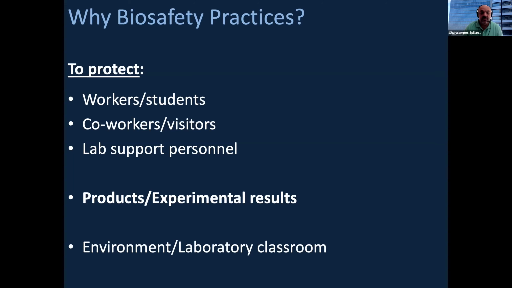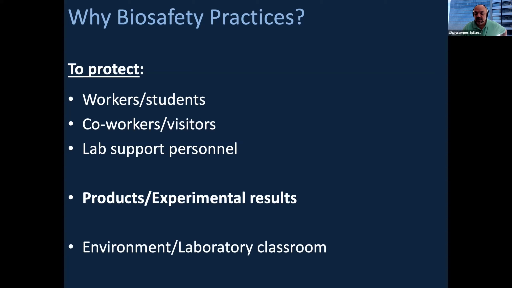We also have to protect co-workers or visitors. Remember that we have this visiting program at fourth. So we have a lot of high school students visiting our research laboratories, and there are certain measures that have to be taken even if we have visitors. We also need to protect the lab support personnel. Imagine the ladies that dispose of the garbage, who have no clue about the potentially biohazardous reagents that we work with in our laboratories. We have to protect them so they do not get infected with such a reagent.